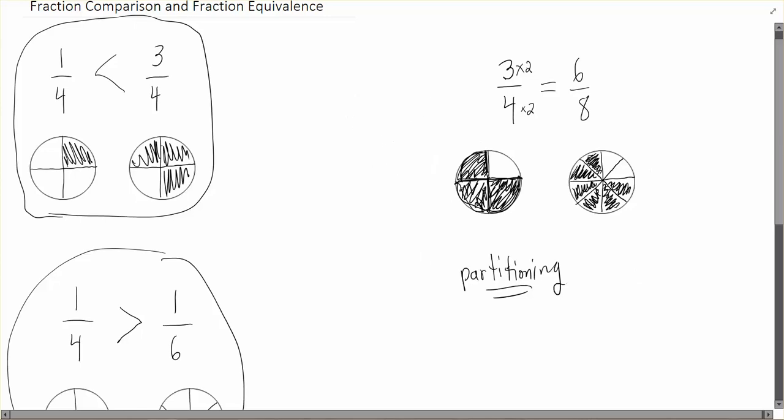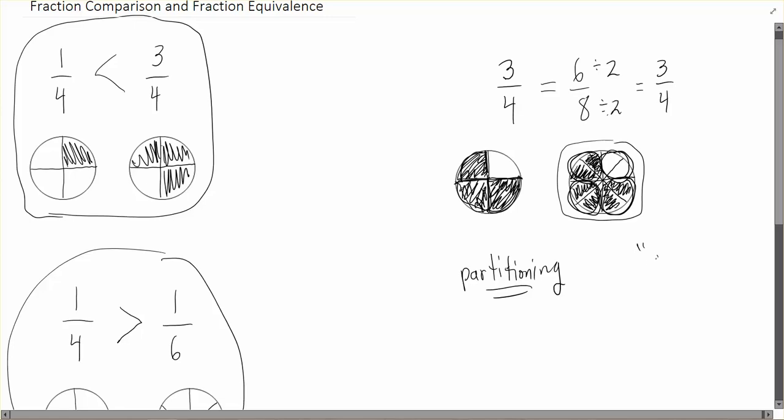How about the other way around? You've probably seen this kind of thing. You can divide 6 by 2 and divide 8 by 2, and 6 divided by 2 is 3, and 8 divided by 2 is 4. What is that about when I'm dividing by 2? Now I'm taking 6/8, and if I do 8 divided by 2, I'm actually putting together into groups of 2 like this, and like this, and like this, and like this.